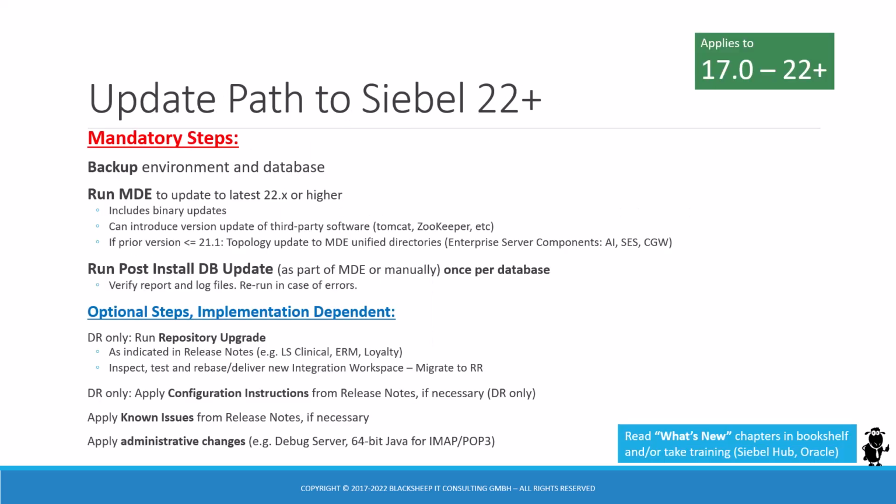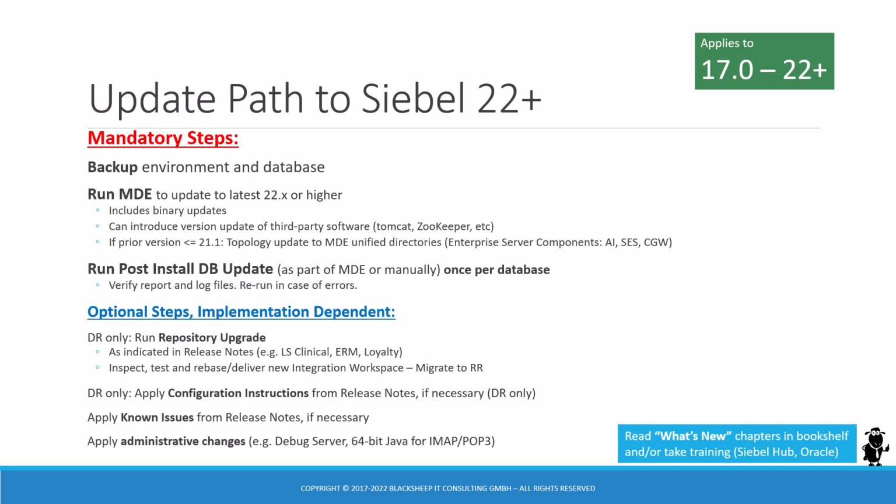So how do you get to the latest Siebel 22 or even 23 goodness? Keep in mind we are saying 22 plus here. 22 plus means literally anything current at the time of this recording, or at the time you're watching it, it might be 2023. And of course this applies to any future version, well, until Oracle changes it.